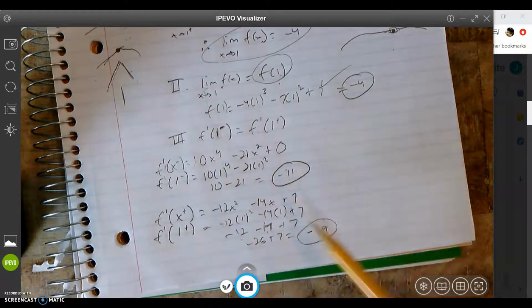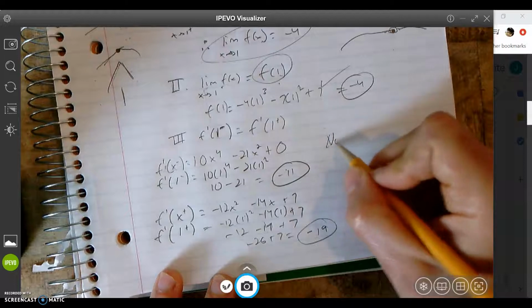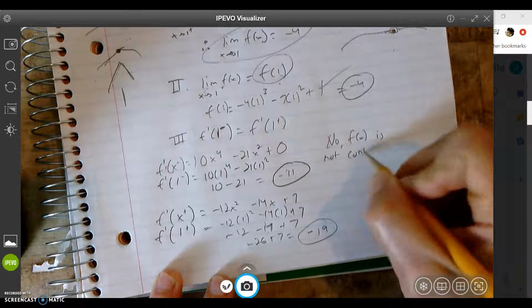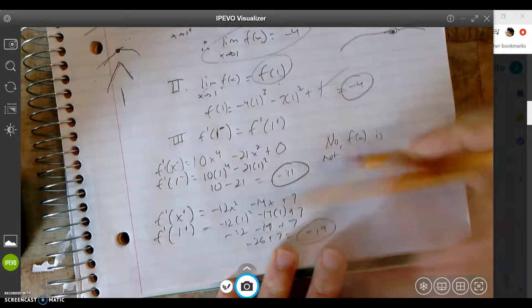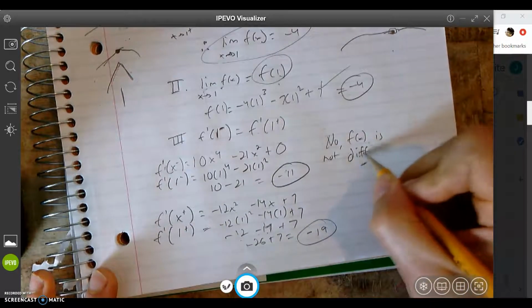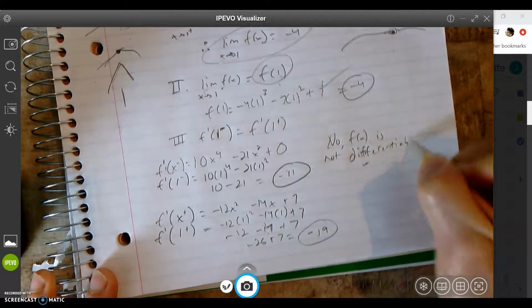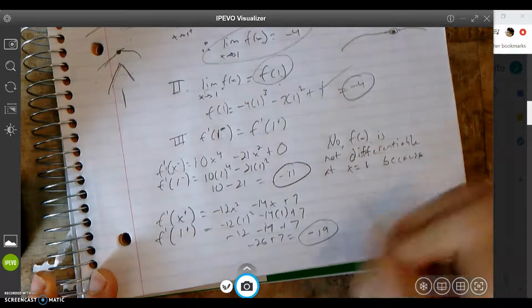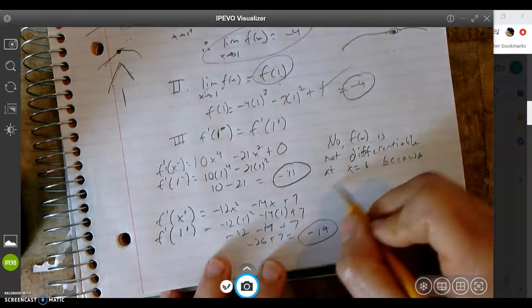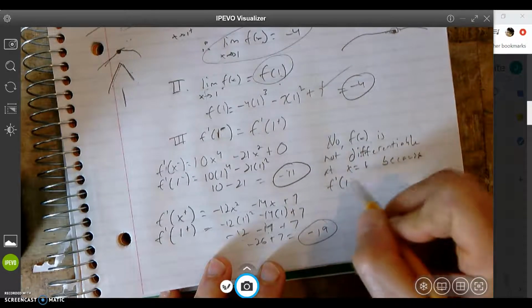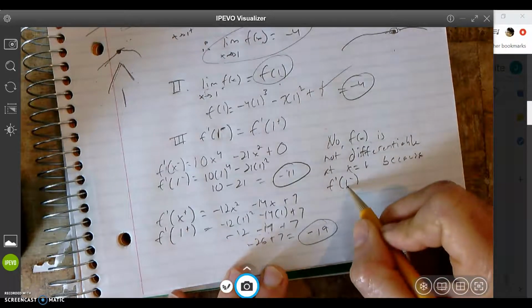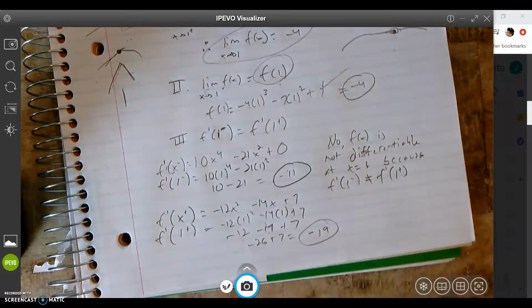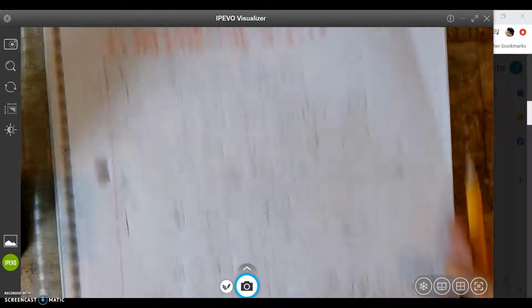Uh-oh, you have a different slope on the left and the right. F prime means slope, right? So f of x is continuous, but it's not differentiable at x equals 1, because, this is my justification right here, the slope coming from 1 to the left does not equal the slope coming from 1 to the right. Bam. And here's my proof.